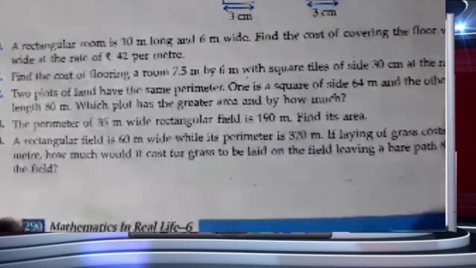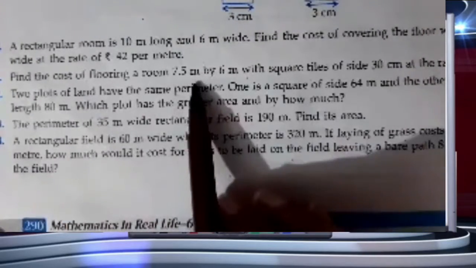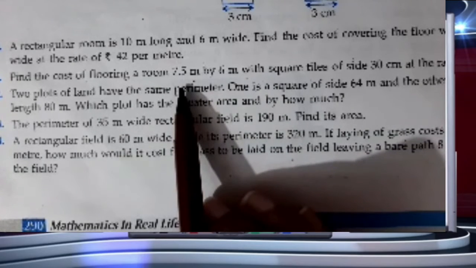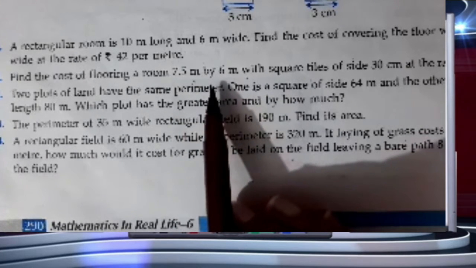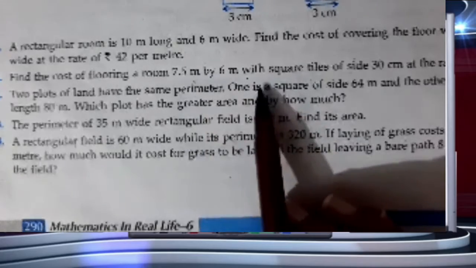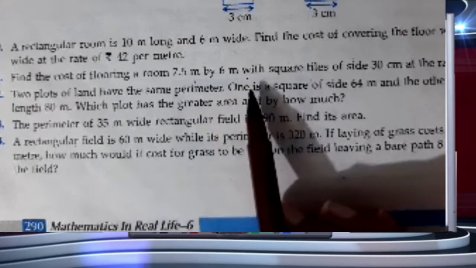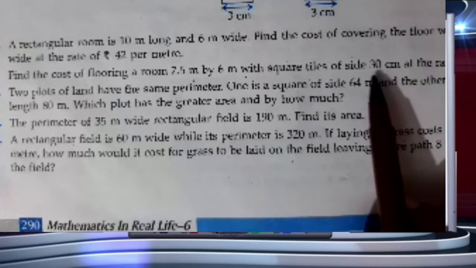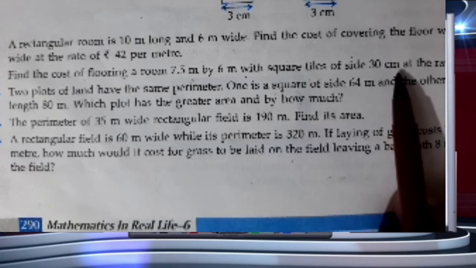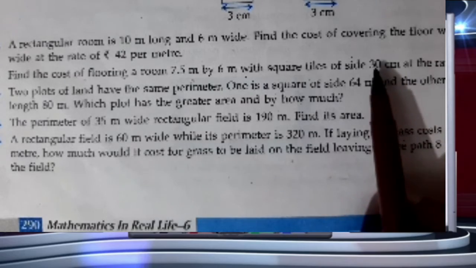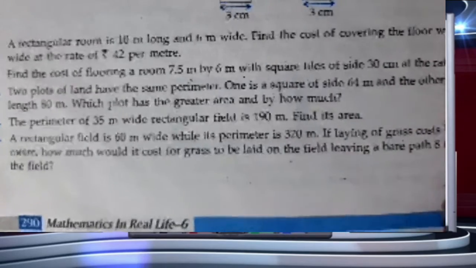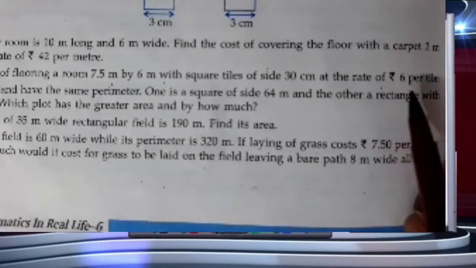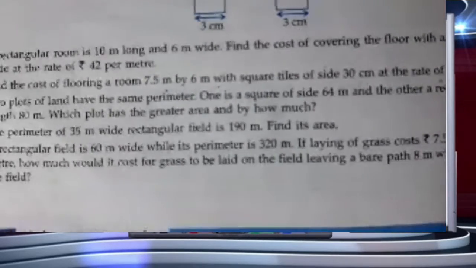Now question number 11. Find the cost of flooring the room 7.5 meters by 6 meters. That is, length of the room is given 7.5 meters and breadth of the room is given 6 meters. So the dimensions of the room are given. We have to floor this room with square tiles. And here the side of the tile is given 30 centimeters. So now we have to fix these tiles in the room. And cost of one tile is given rupees 6. See, here it is given, the rate is rupees 6 per tile. Means cost of one tile is given rupees 6.